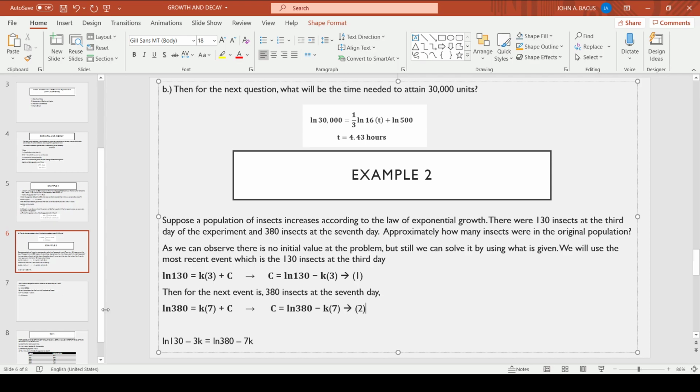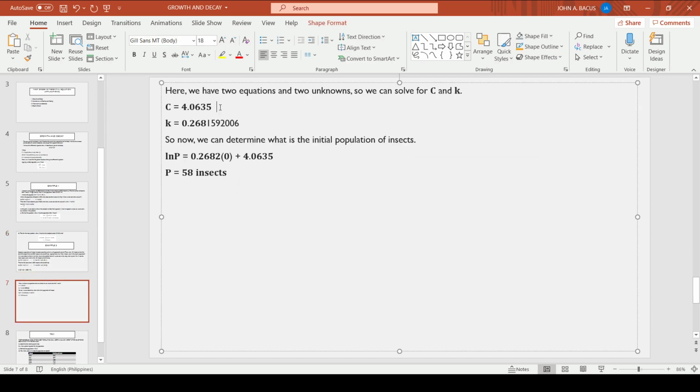Just choose one, right? Okay. So I will substitute ln of 130, equation 1, to get C. Minus 3 times your K, which is your answer, 0.2681592006. Okay, so you will have your C as 4.60630568849. Okay, so you have both C and K now. You have both C and K.